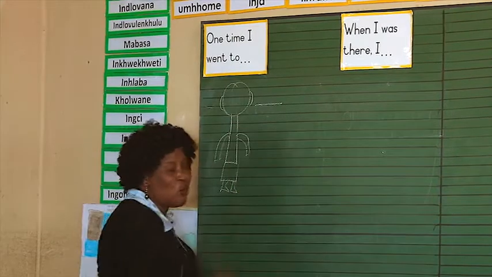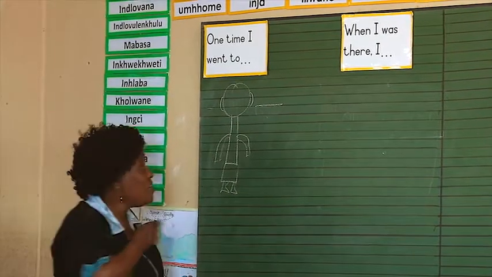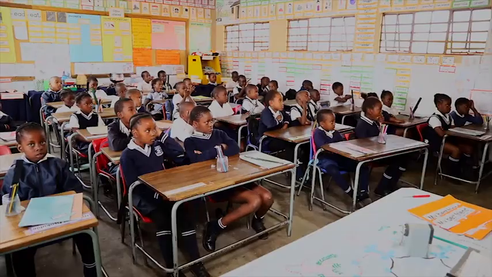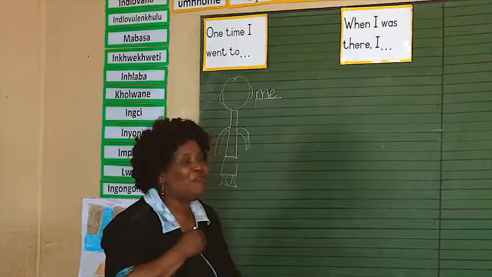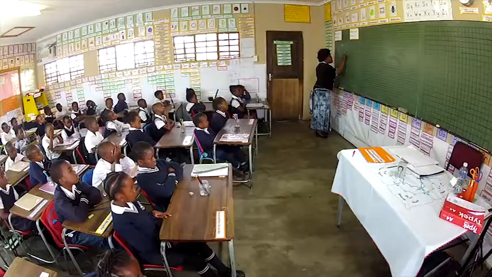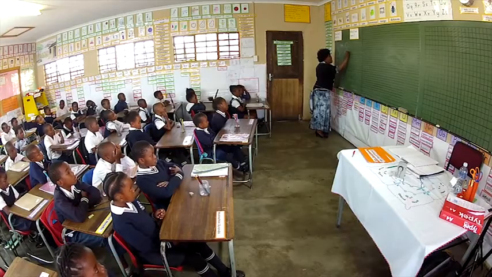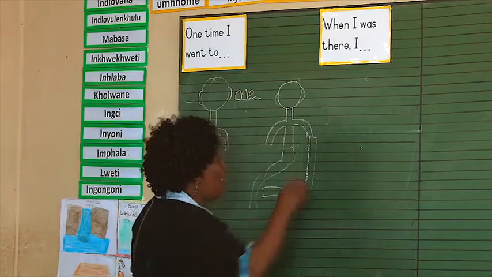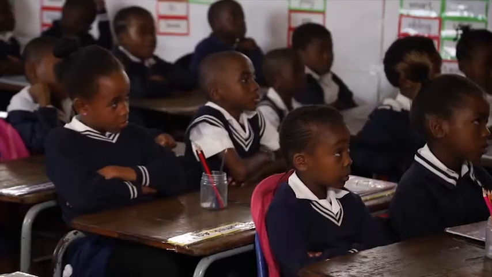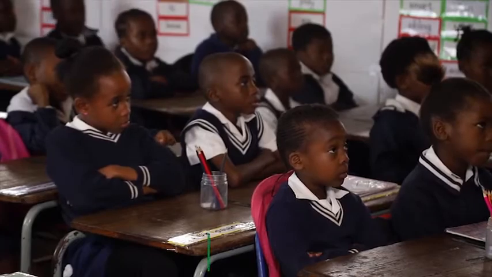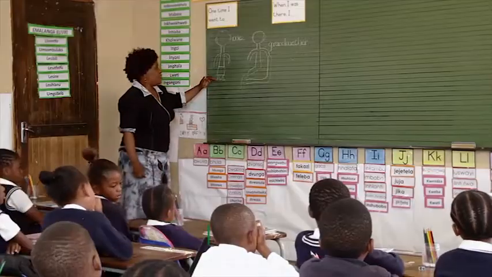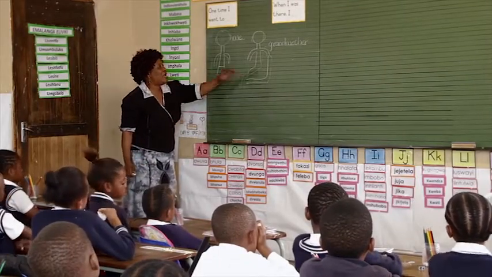So I have to draw the line before I write me. This is me. Where am I going to? I am going to visit my grandmother in Nelspruit. This is my grandmother. So I have to write grandmother. The teacher models the task first. Here is the picture of me and my grandmother.